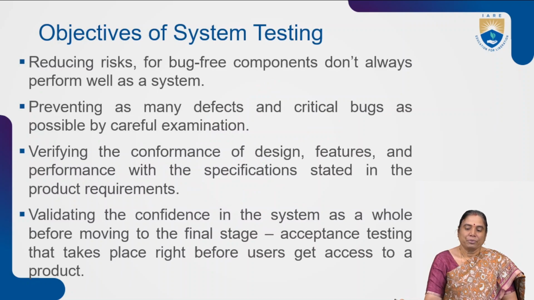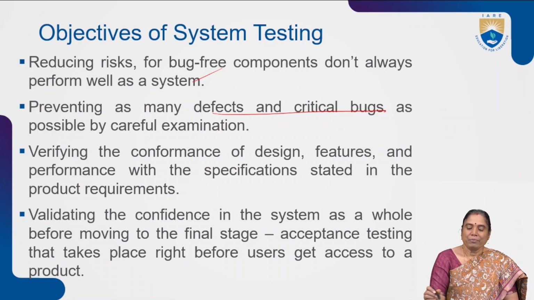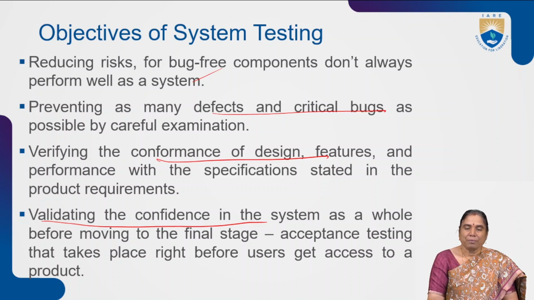The objectives of system testing are reducing the risk of buggy components and preventing as many defects and critical bugs as possible by careful examination, verifying the conformance of design, features and performance with the specifications stated in the product requirements, and validating the confidence in the system as a whole before moving to the final stage. Acceptance testing is the final stage of testing. Before the user gets access to a product, the testing must be completed.